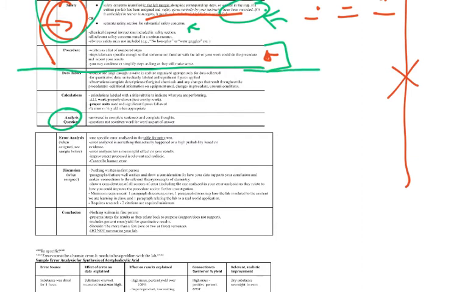The data tables should include qualitative and quantitative information. If your data table only includes quantitative information, then you should have an observations section below your data table. So it's up to you. You can either combine this into one table or you can make it two little sections, but you should always have qualitative and quantitative information.